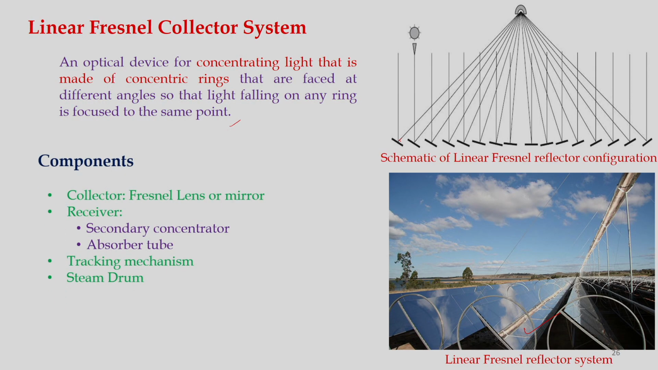Okay. And if we talk about components, the collector is one component. This collector is nothing but Fresnel lens or mirrors, and for receivers we have a secondary concentrator and absorber tubes. Okay. These absorber tubes are here. And a tracking mechanism and steam drum are required, because at the end steam will be collected and that will be expanded in the turbine for electricity generation.